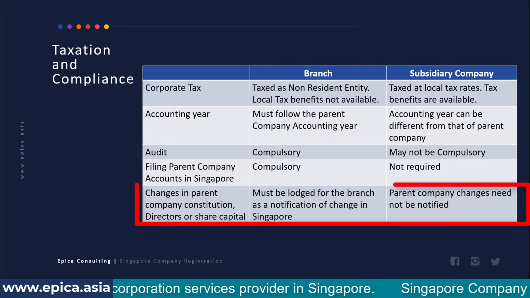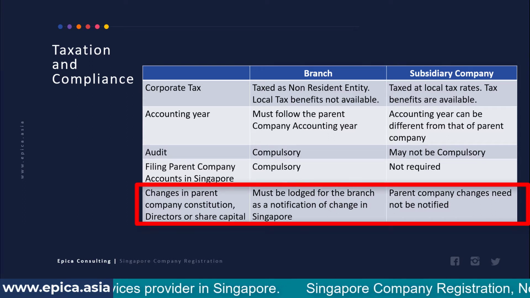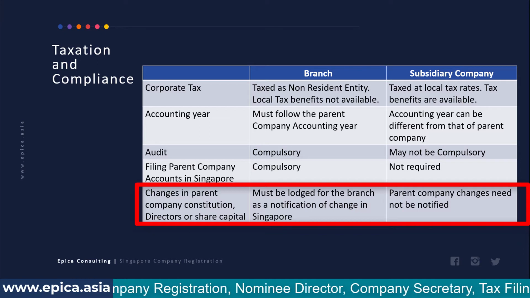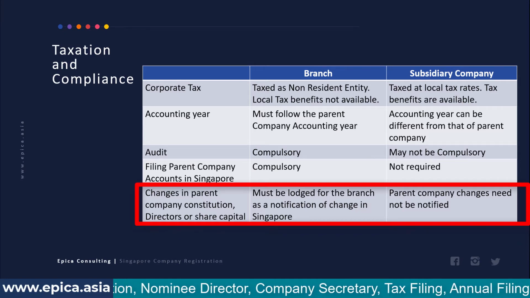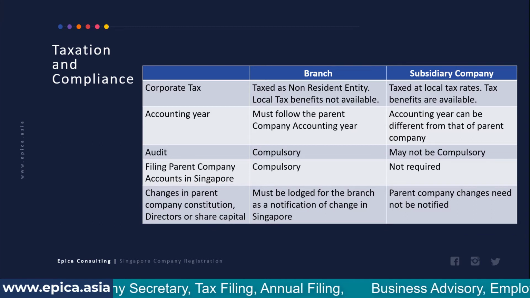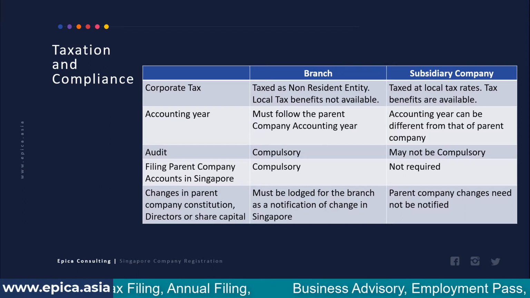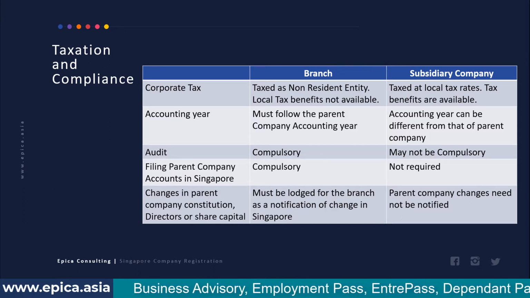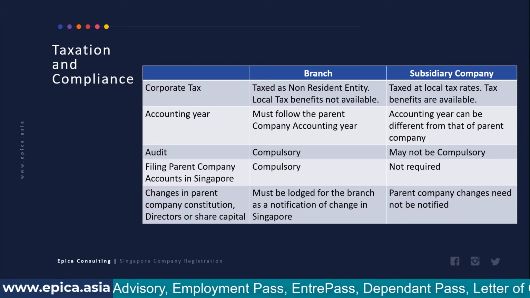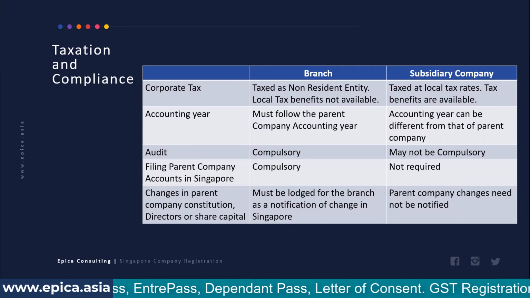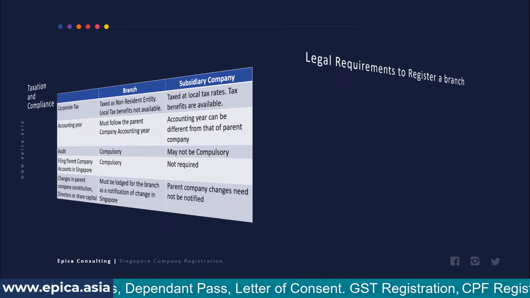If there are any changes in the parent company constitution, directors or share capital, those must be lodged for the branch as a notification of change in Singapore, whereas such a requirement does not exist in case of a subsidiary company. So if you have seen this, you will understand that as far as compliance and maintenance matters go, a subsidiary company is much easier to maintain as compared to a branch. Obviously, therefore, the preference of people is generally to go for a subsidiary company and less for a branch.